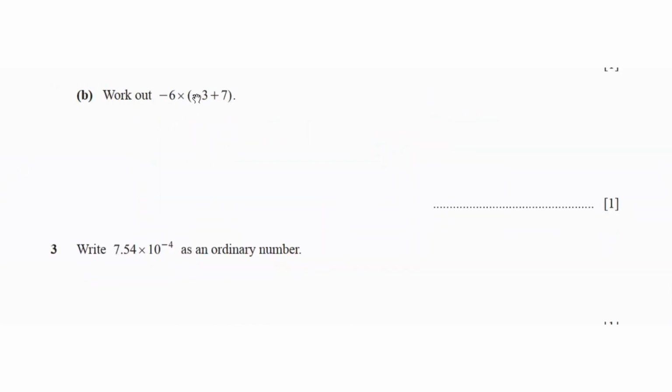Work out -6 times brackets -3 plus 7. So as we said earlier, we'll follow the BIDMAS rule. We'll solve the brackets first. So it's going to be -6 times 4. And -6 times 4 is going to be -24. When you multiply a negative integer with a positive integer, the answer is always negative.